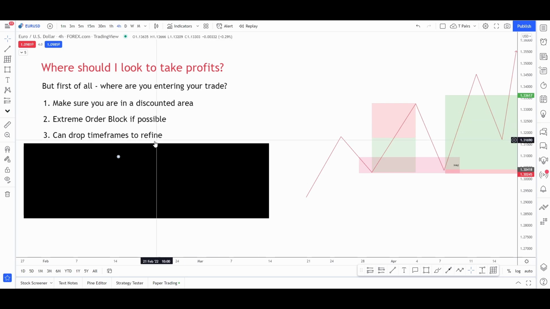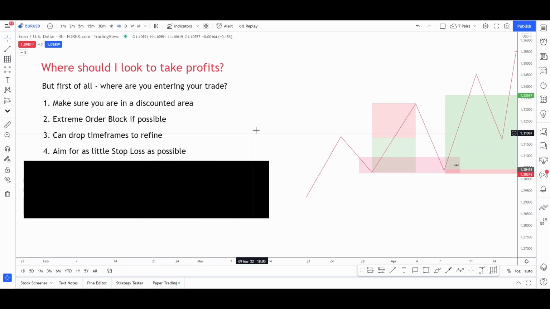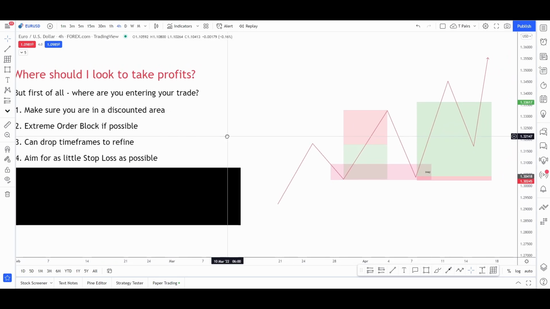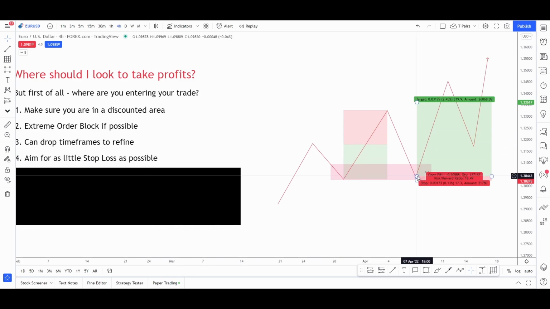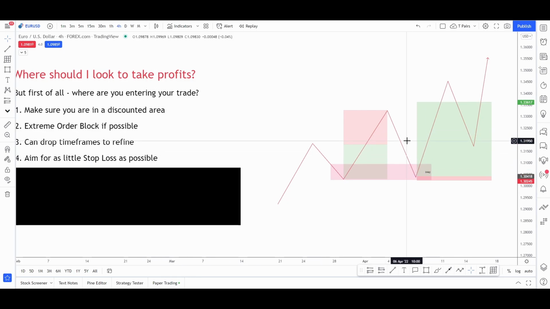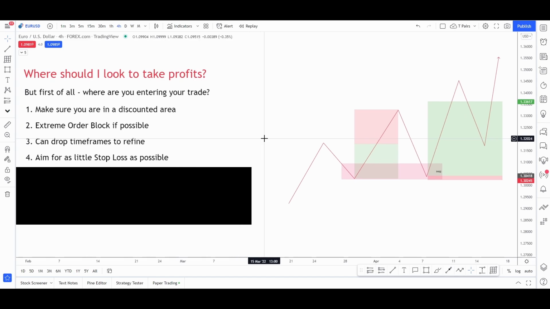Okay, so you can drop your time frames to refine. Then, aim for as little stop loss as possible. So we kind of covered that one just a little bit before. So yeah, you're aiming to reduce your stop loss and make it as small as possible, largely by refining your order block. So let's say, for example, you're identifying an order block on the daily time frame. Price is starting to approach it. You're in a discounted zone.